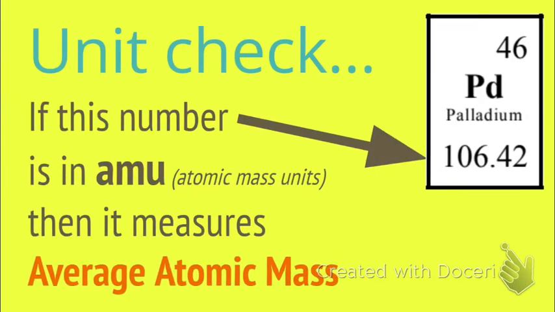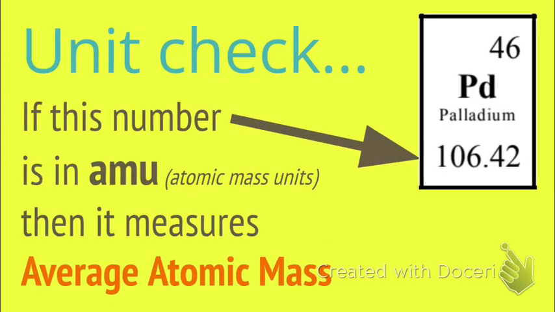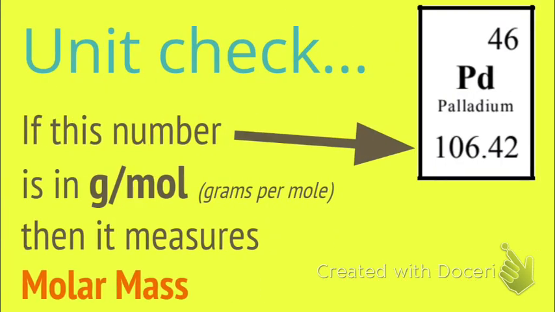Now, we're familiar with this number being the average atomic mass. So if the number is given to you in units of AMU, atomic mass units, then we are measuring average atomic mass. But we can also use this value for our molar mass. So if it's given to you in grams per mole, then we are measuring molar mass, which makes sense. If we got mole in the unit, then it should be molar mass.